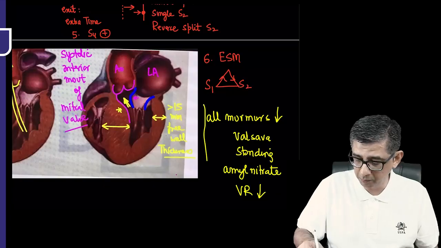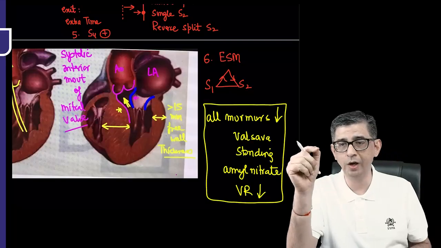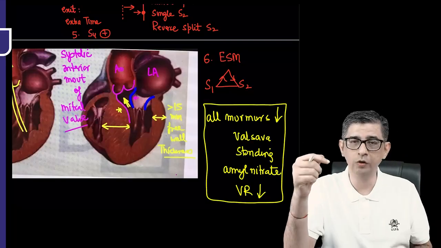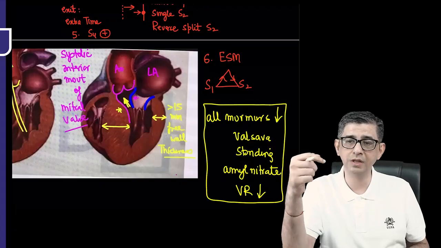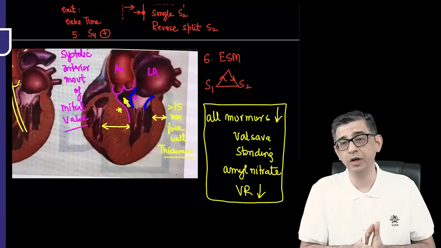The statement I want you to remember is that all murmurs decrease in intensity. The down arrow here means the intensity of the murmur will reduce with Valsalva, standing, amyl nitrate. Why? Because venous return is lesser, less blood is coming into the heart.